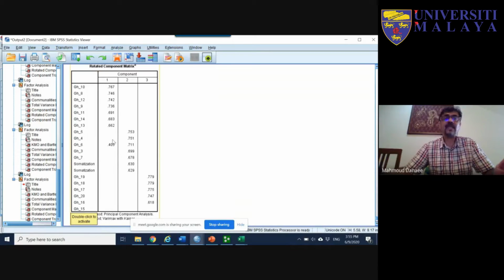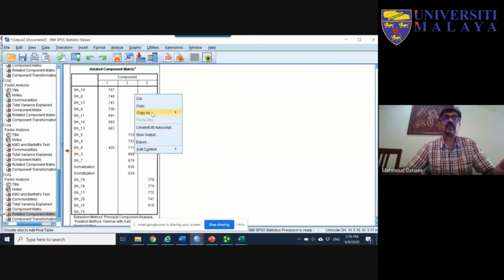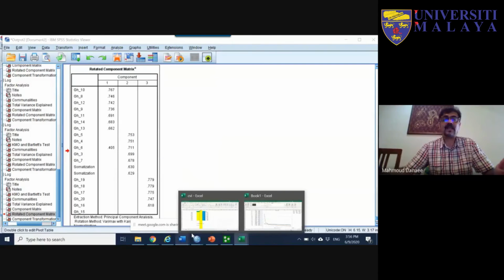Some of the items, maybe you see they have loadings under 2 different components. So it is cross-loaded. It means item number 6 can be related to component number 1 and component number 2. But since the difference is more than 0.1, we can still consider item number 6 under component 2. But remember, let me copy this one into Excel and explain there.